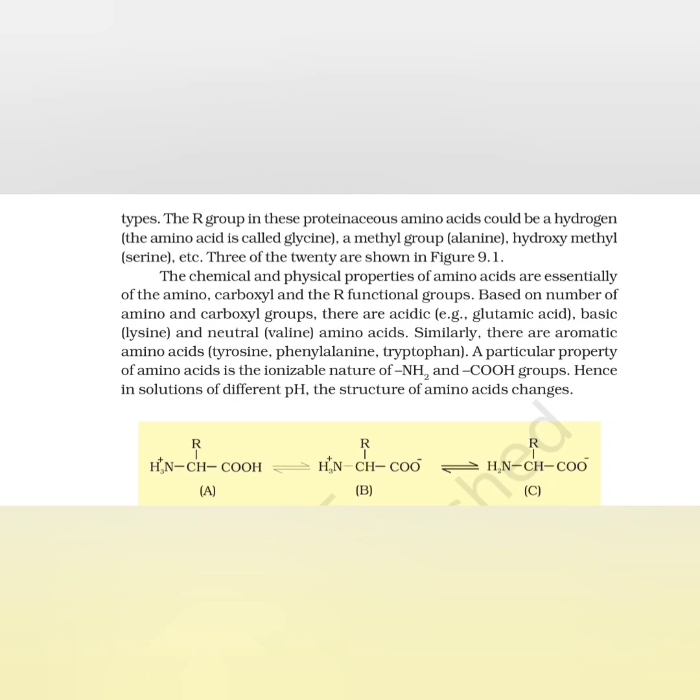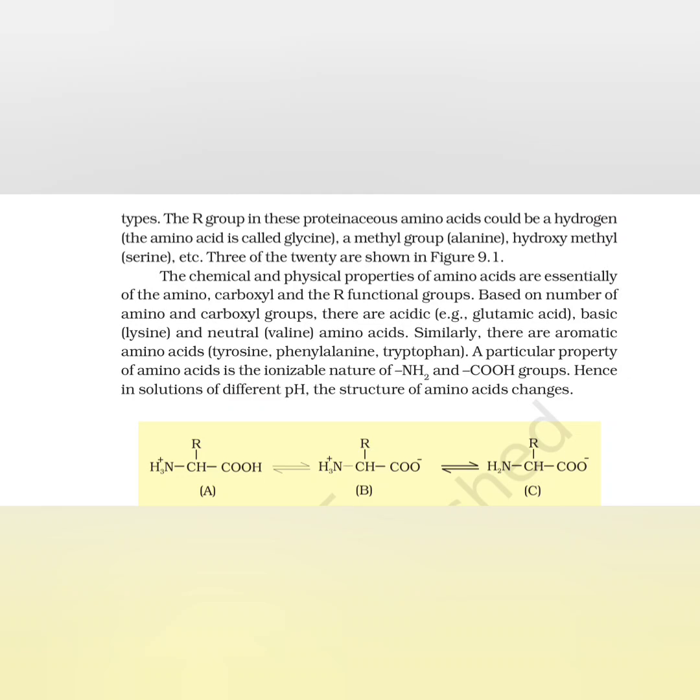3 of the 20 are shown in figure 9.1. The chemical and physical properties of amino acids are essentially of the amino, carboxyl and the R functional groups. Based on the number of amino and carboxyl groups, there are acidic, for example glutamic acid, basic, lysine, and neutral, valine, amino acids. Similarly, there are aromatic amino acids: tyrosine, phenylalanine, tryptophan.